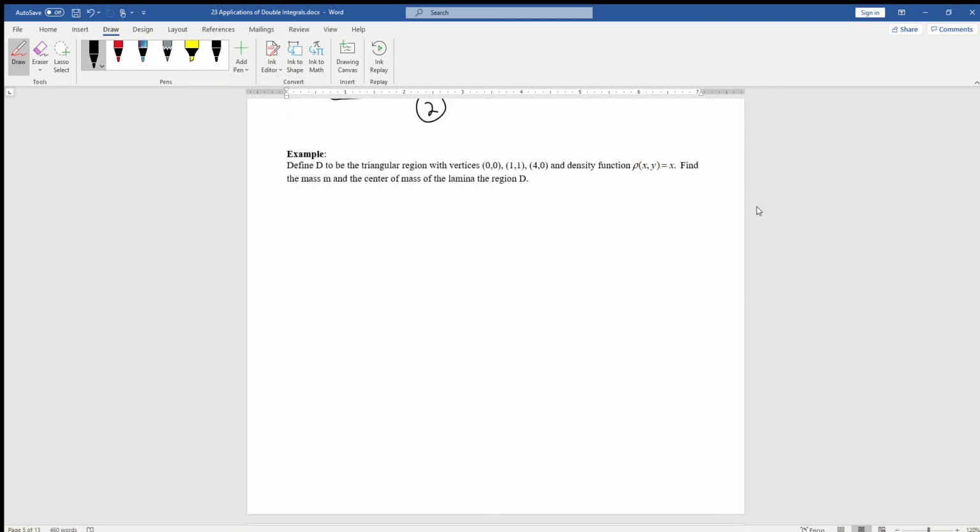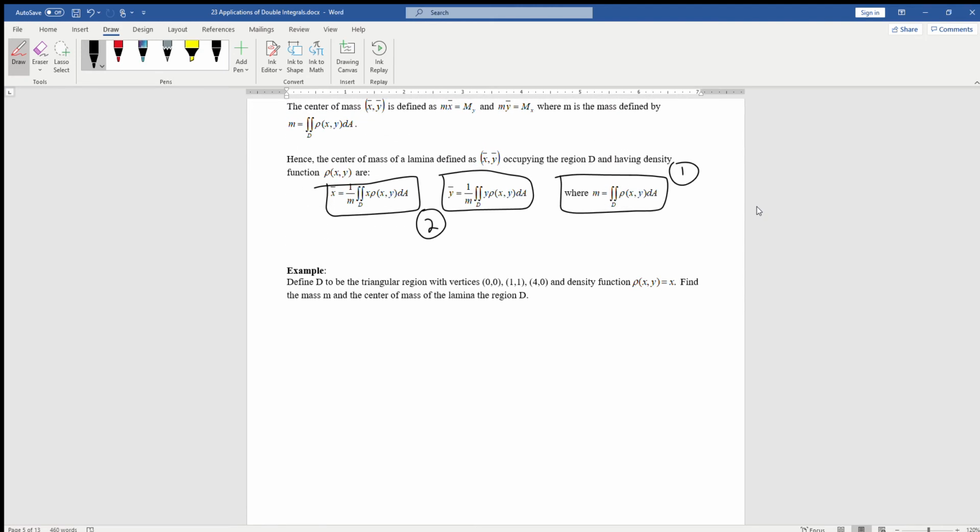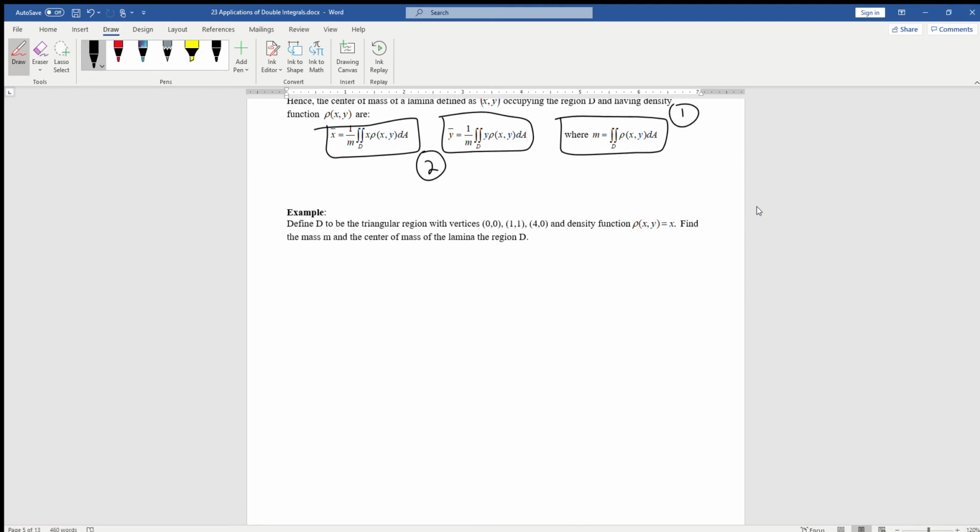Alright, so we have D to be a triangular region with three vertices (0, 0), (1, 1), and (4, 0). The density function is going to be rho of x equals x. We want to find the mass and the center of mass of that lamina across the region D. We always want to make sure that we try to figure out what the region is that we're trying to find. So I'm going to graph it.